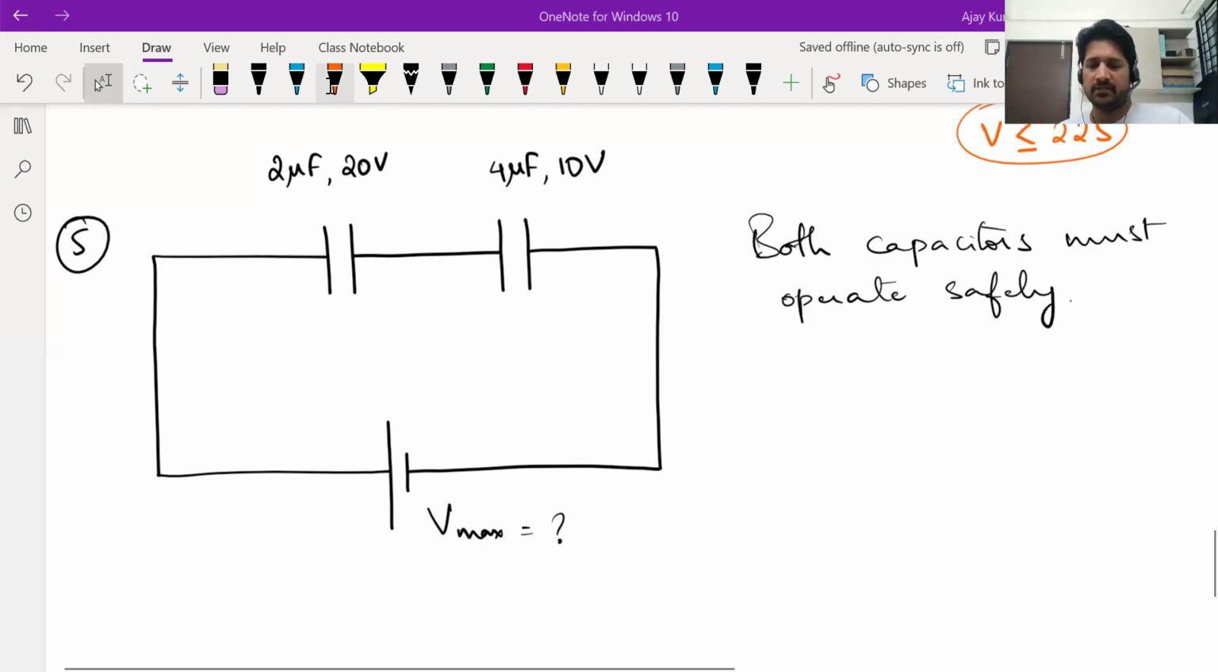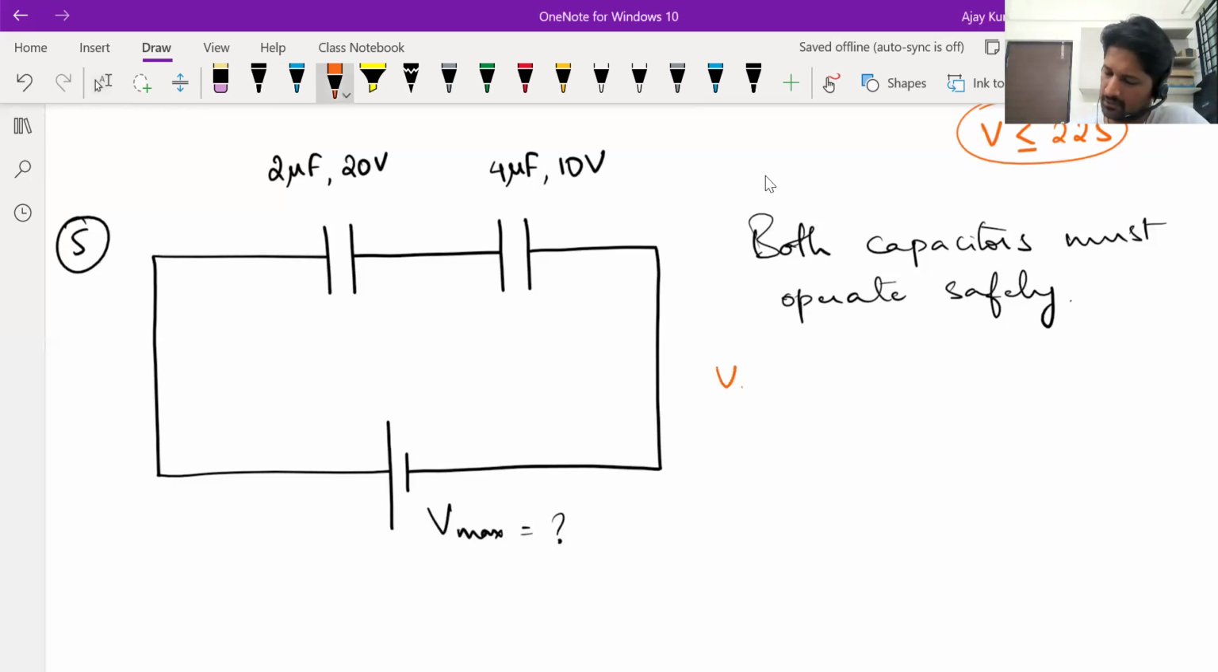Okay, I got one answer as 30 volts. Let us check. Isha, can you tell how potentials will get distributed among capacitors connected in series? So V1 is to V2 is equal to 1 by C1 is to 1 by C2, correct. Okay. So the ratio here will be V1 is to V2 is equal to 1 by 2 is to 1 by 4. That's 2 is to 1.